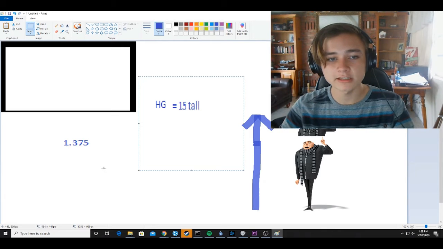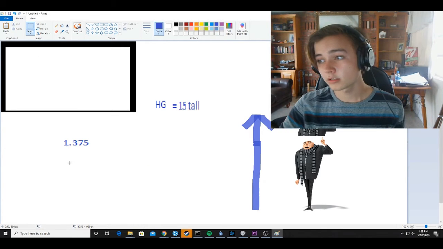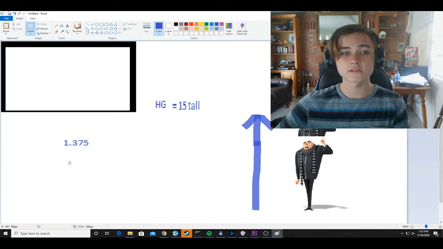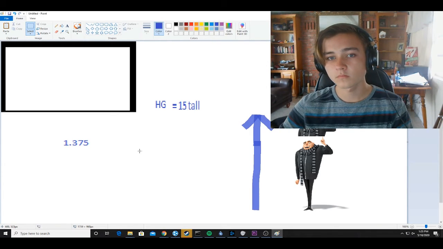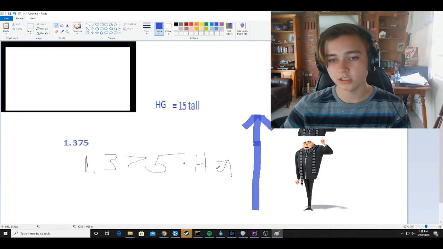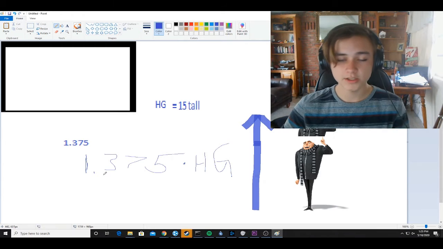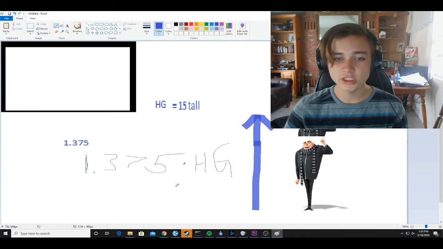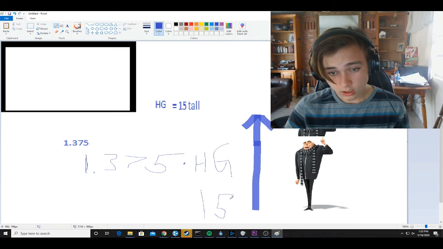So let's figure out the calculation first. The formula here, and write this down, everybody. Take your notes. It's groove height times this number. So remember, if you ever want to figure out the height of a vector, 1.375 times HG. Great, everyone. Thank you all. So 1.375 times HG. HG is 15, of course.